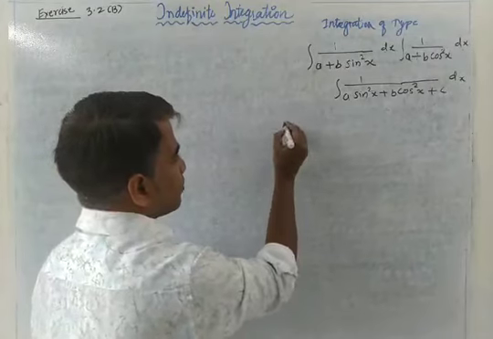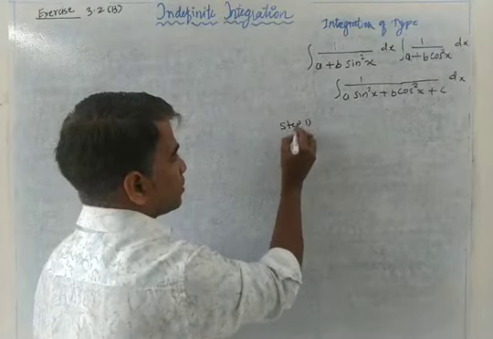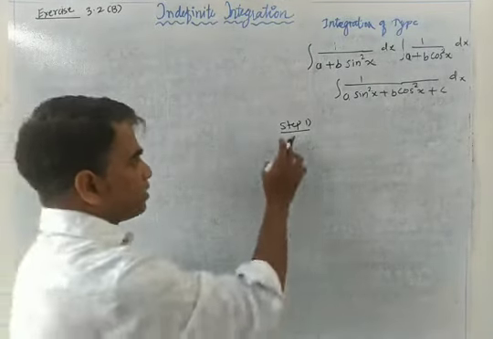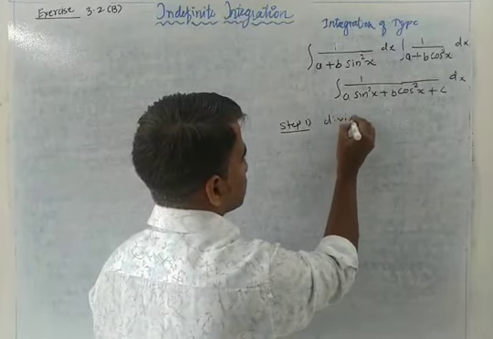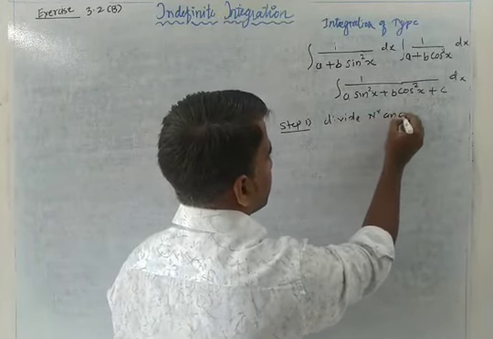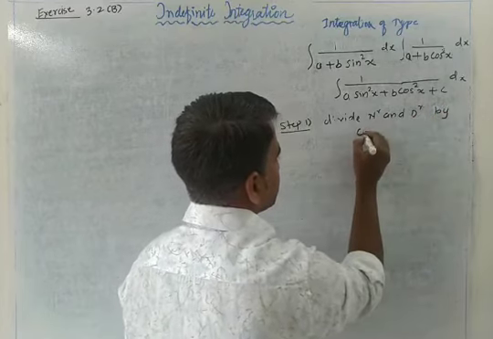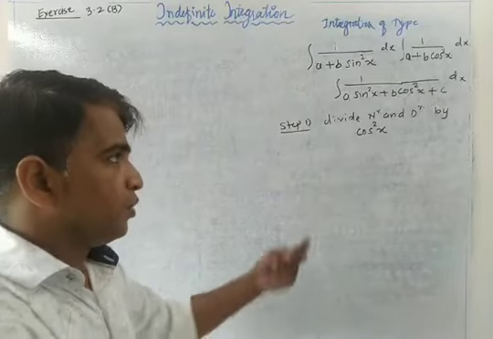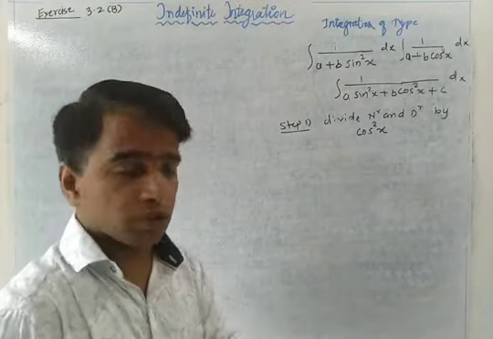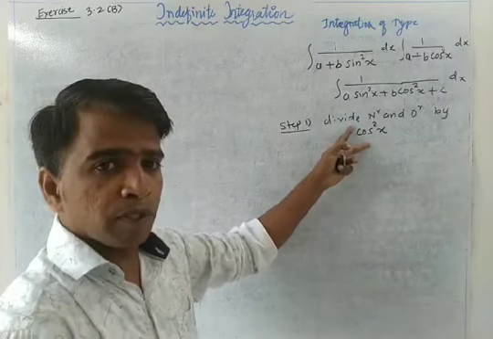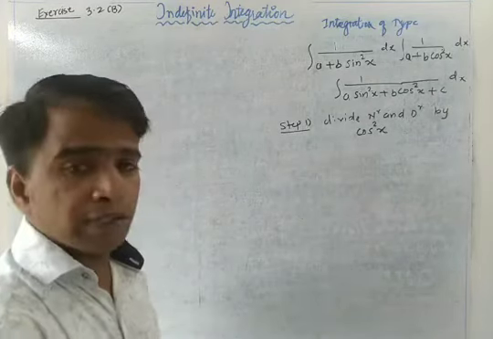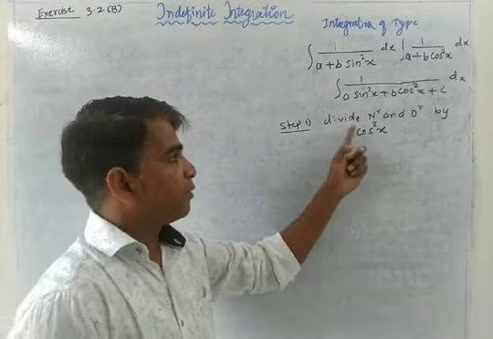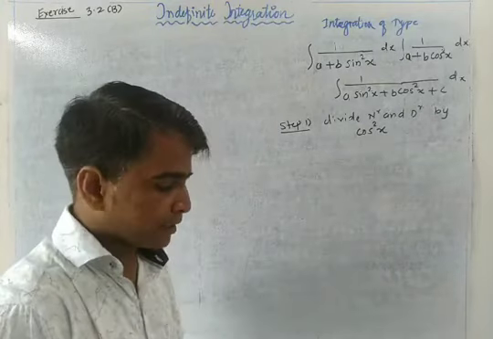See that first step. What is step 1? Without wasting time, start with it one by one. Step 1 is divide numerator and denominator by cos square x. You can divide by sin square x also. It is your choice, but I always prefer the simple form, that is cos square x. If you use sin square x, we will have to change that part with formulas. So first I will divide numerator and denominator by cos square x.